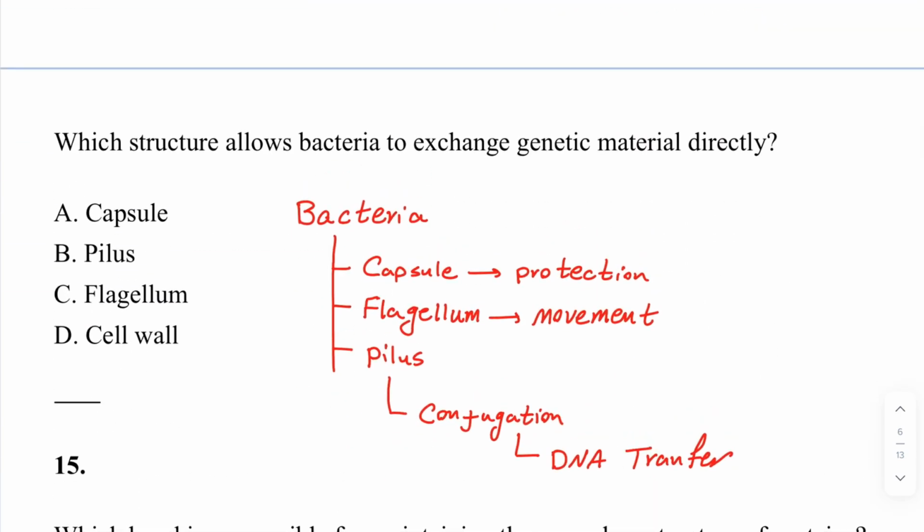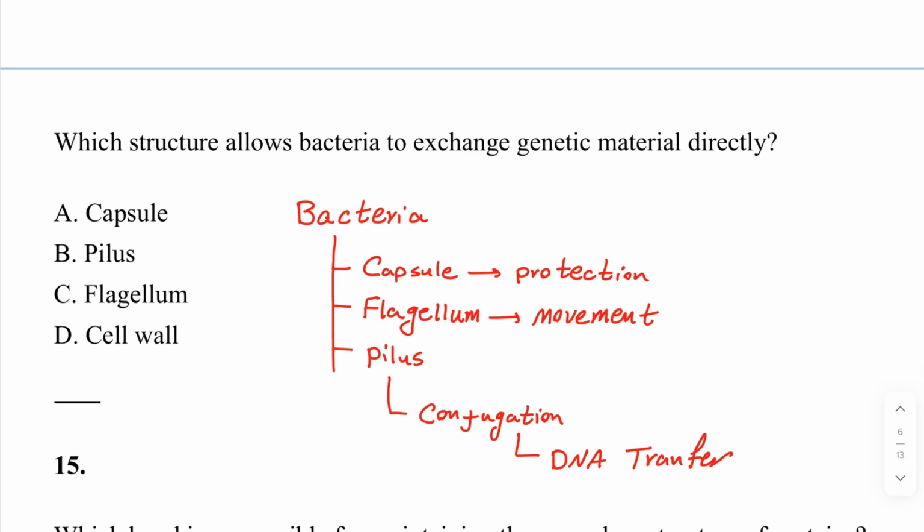Number 14. Which structure allows bacteria to exchange genetic material directly? A. Capsule, B. Pilus, C. Flagellum, D. Cell wall. So, bacteria can share genetic information through a process called conjugation.